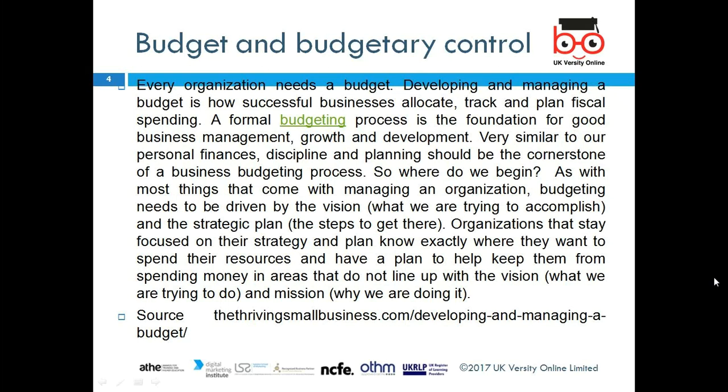So let's go through budget and budgetary control. Every organization needs a budget. Developing and managing a budget is how a successful business allocates, tracks, and plans its financial spending.